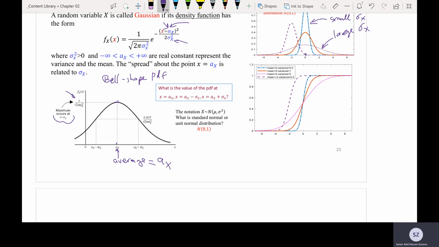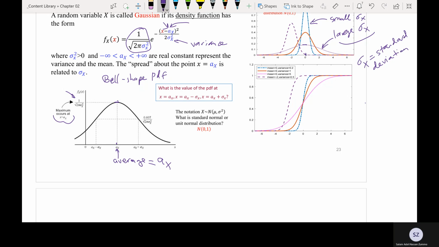Finally, we need the area under the curve to equal 1. So if you have a large variance, the amplitude here will be small. So the amplitude is inversely proportional to the variance. Sigma x is the standard deviation, and this is the variance. Sigma x is called the standard deviation.